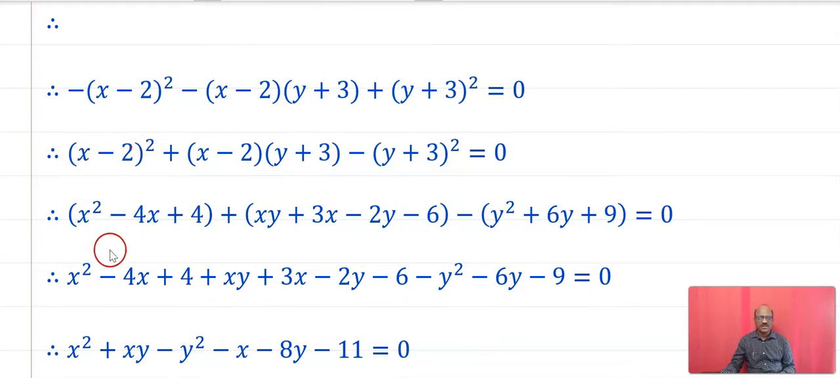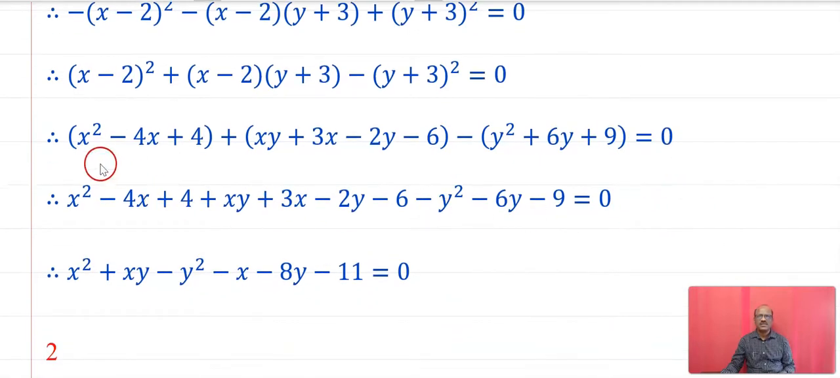Now x minus 2 bracket square is x square minus 4x plus 4. Product of these two: x into y, x into 3, so 3x, minus 2y, minus 6, minus y plus 3 bracket square, y square plus 6y plus 9 equals 0. Therefore, x square minus 4x plus 4, xy plus 3x minus 2y minus 6, minus y square minus 6y minus 9 equals 0.